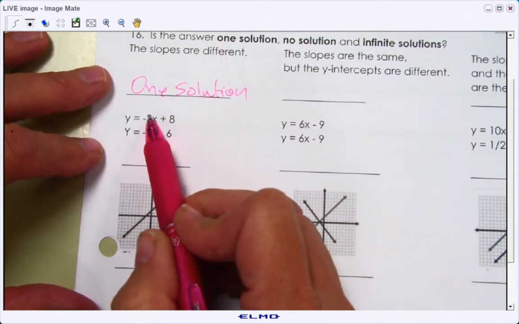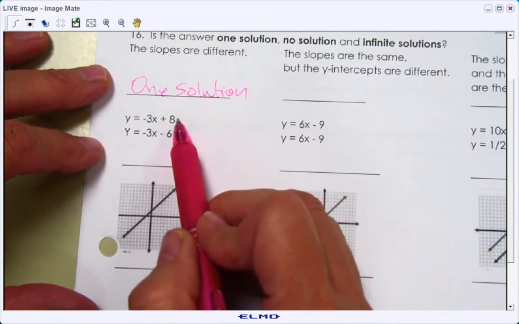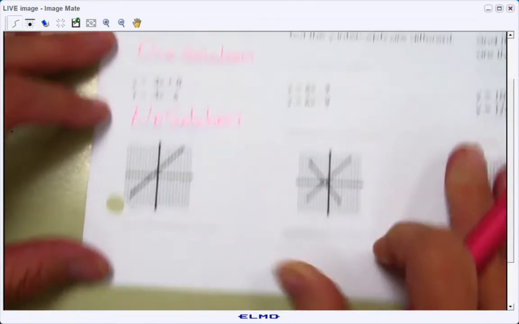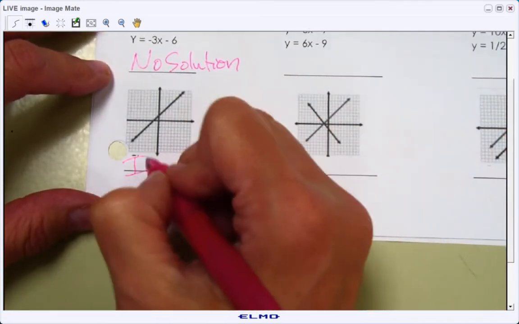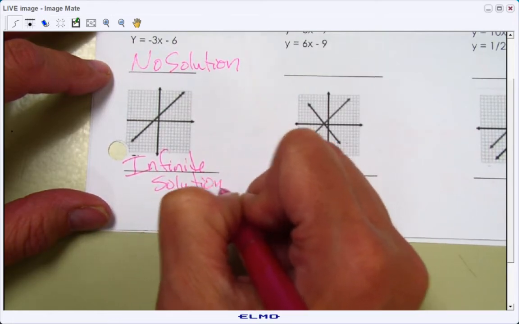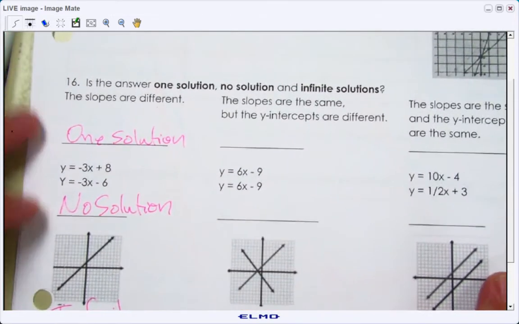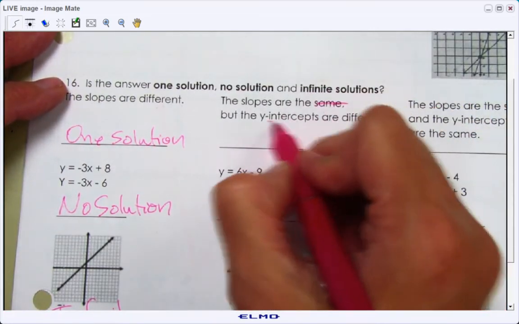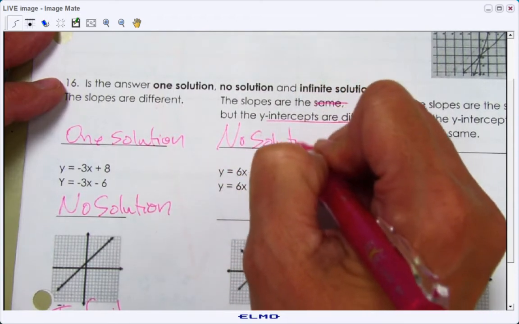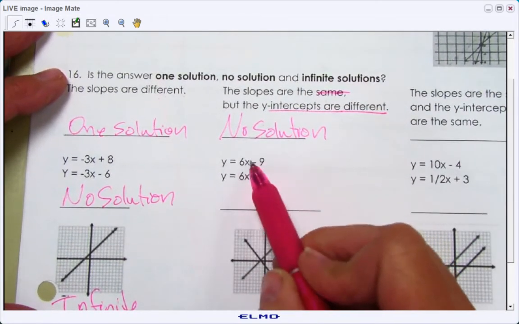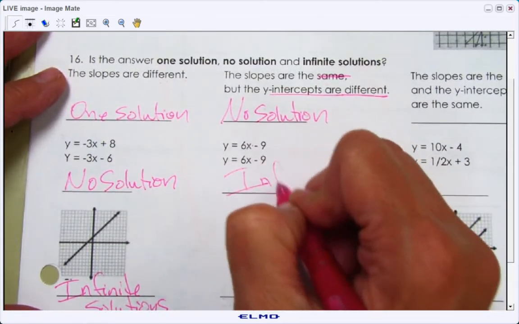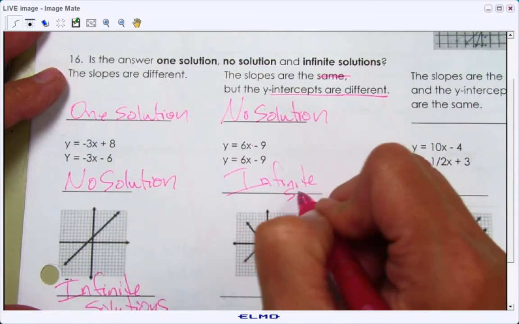Okay, we look here. They have the same slope but different y-intercepts, so that means that there's no solution. Right here, it's a line on top of a line, so this is infinite solutions. Let's look here. The slopes are the same, y-intercepts are different. That means that there's no solution. These are the exact same equations. The slopes are the same, the y-intercept's the same, so this is infinite solutions.